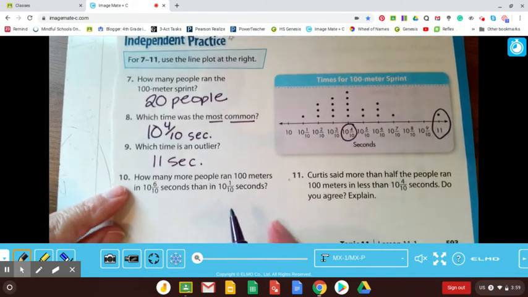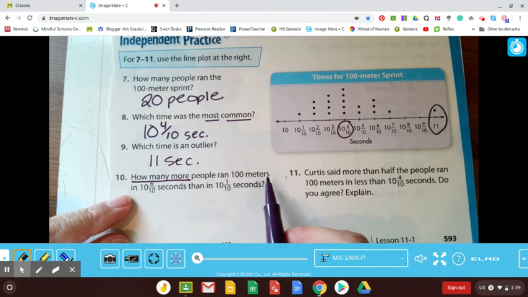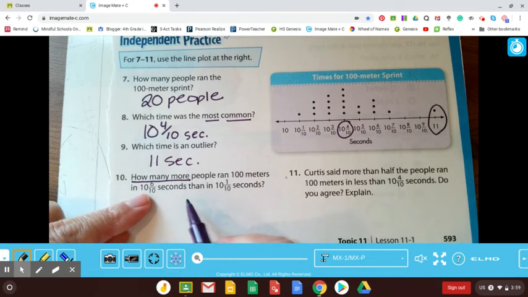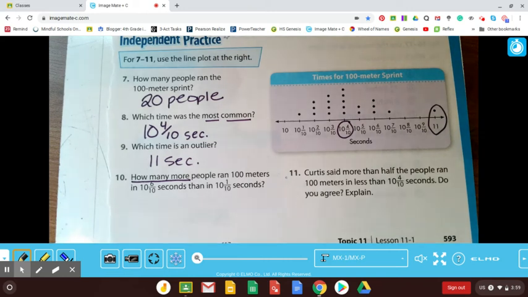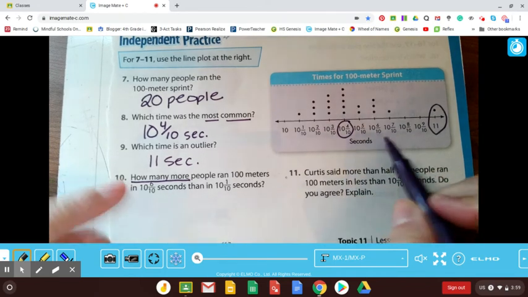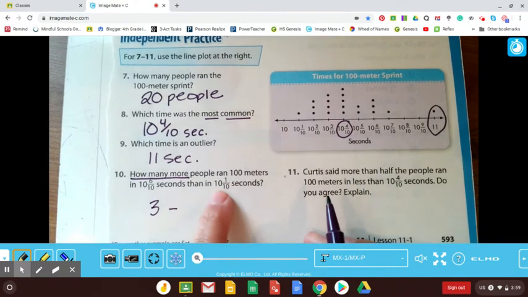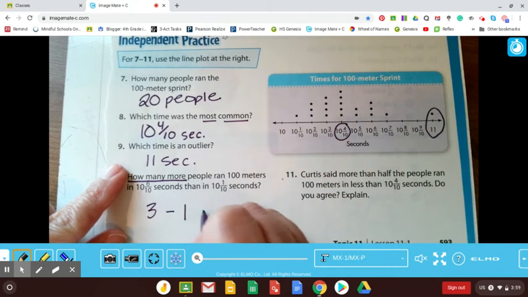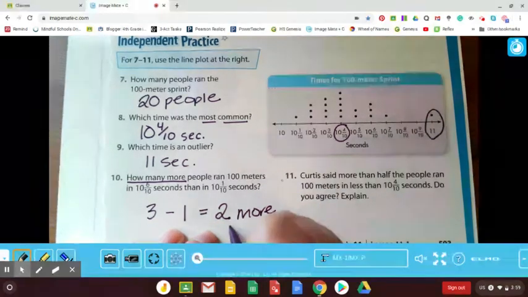And now we have a question here. How many more people, they love asking this, how many more people ran 100 meters in 10 and 6/10 seconds than in 10 and 1/10 seconds? So how many more signals to me subtraction. So I need to say, how many people did the 10 and 6/10? That would be here. So 3 people did that. And then 10 and 1/10 was just one person. So 3 minus 1 would be 2. So your answer is 2 more people.